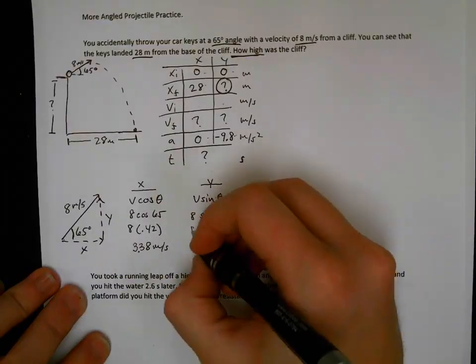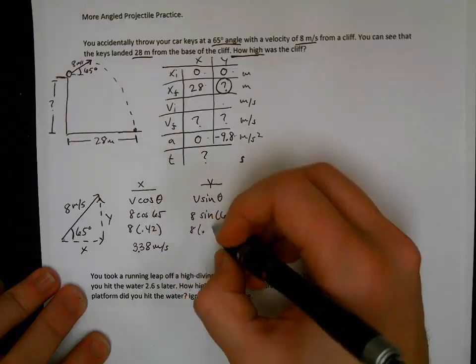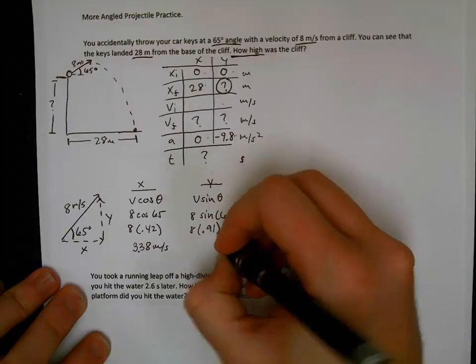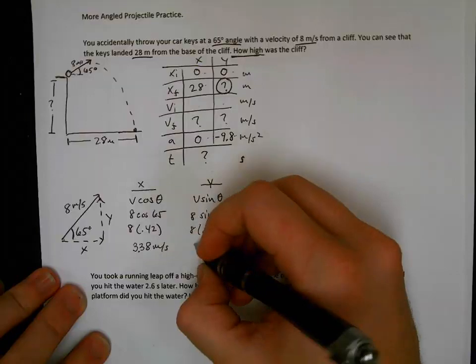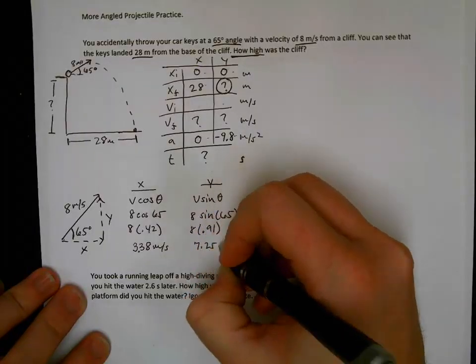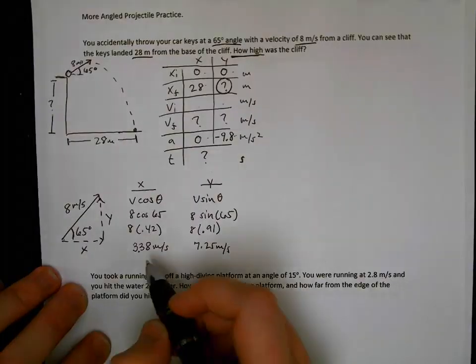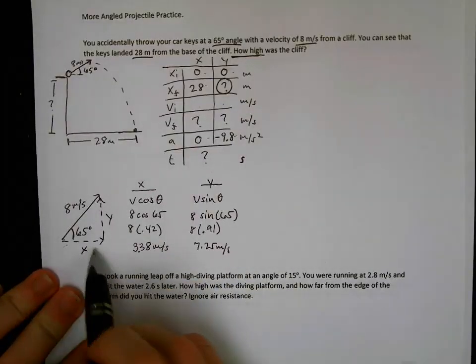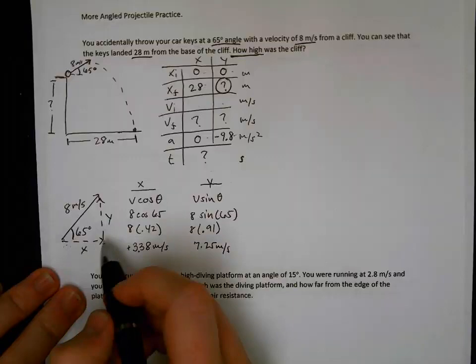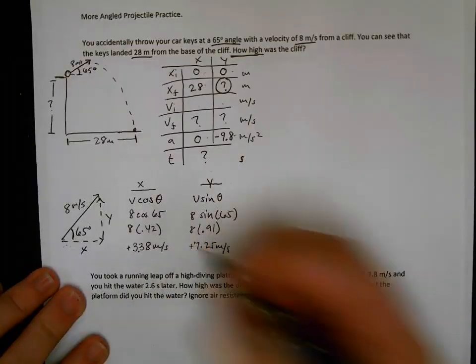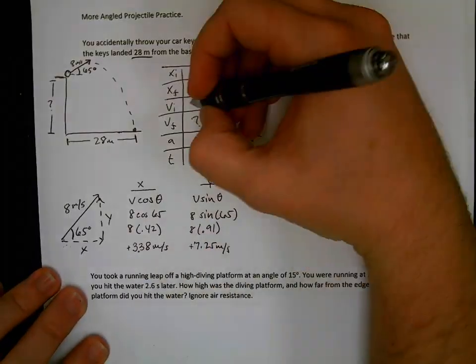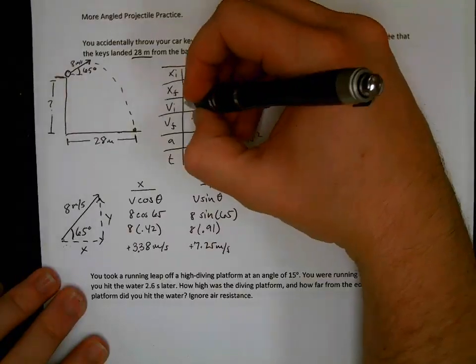Sine of 65 is 0.91. We multiply those out, and we'll get 7.25 meters per second for the y direction. All right, if we notice, x is pointing to the right, so this is going to be positive. Y is pointing up, so that is also going to be positive. So I can fill those in my table now as well.